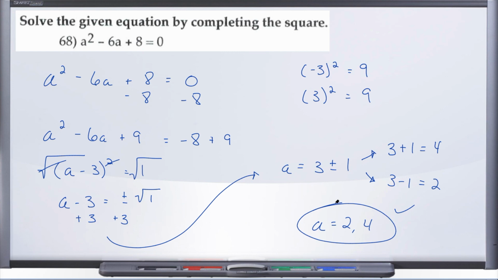And it's not a bad idea to go ahead and take both of these solutions, plug them back in just to make sure that everything we did was correct. But if you were to take 2 and 4, plug it in for a, you would see that we do have the correct answer. So number 68, completing the square, a equals 2 and 4.